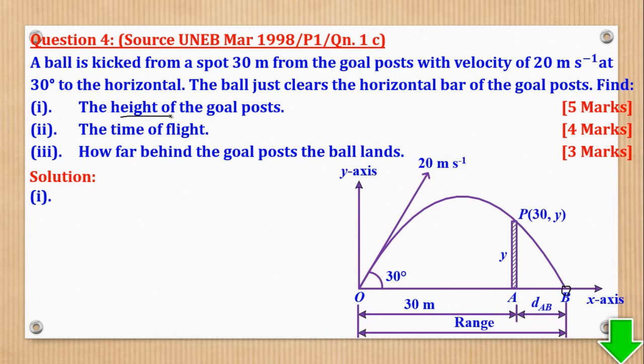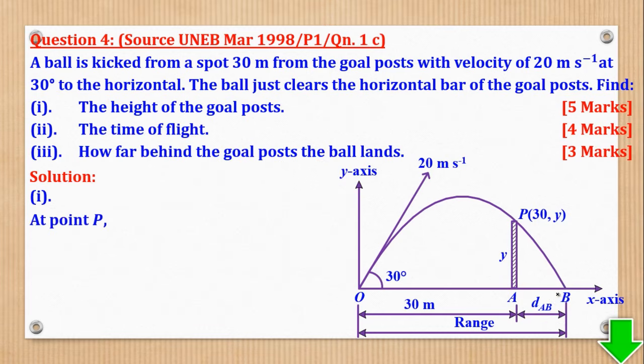Now the height of the goalpost is this value of y. Then the time of flight is the time taken to move from A through P up to point B. Then how far behind the goalpost the ball lands is this distance AB.